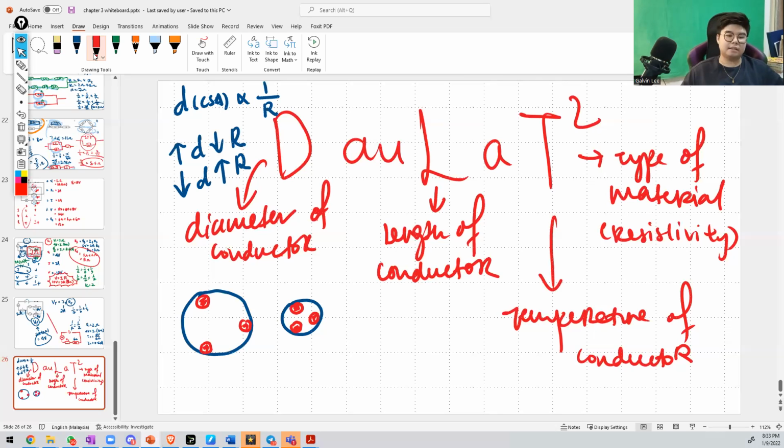Icicles, not glaciers, icicles. Which is easier to go through? Of course, the left side is easier to go through. Agree? Why? Because you have more empty space. Correct. If today you want to walk through a tunnel, it's easier to walk through when there is a lot of empty space. But here, a little bit and you are already blocked.